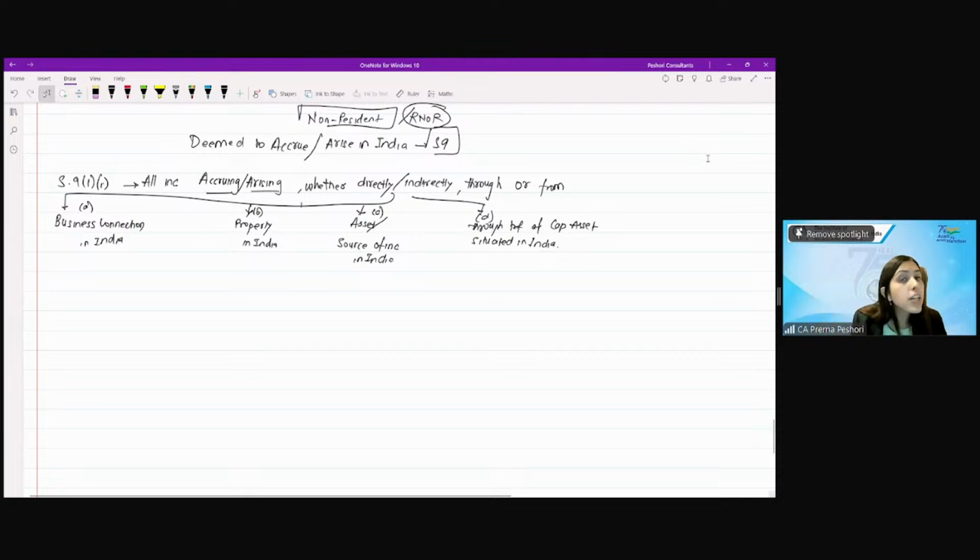Now, what is source of income? That is not defined. It could be the payer here in India. It could be the contracts here executed in India. So it's a very, very wide term. So if it is arising from any source of income in India, then it will be deemed to accrue or arise. Are we clear about this? Yes or no?